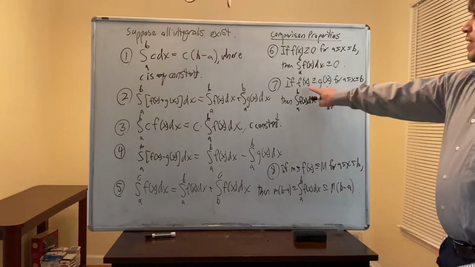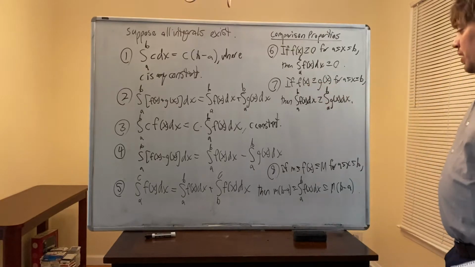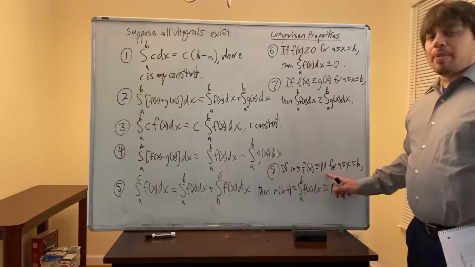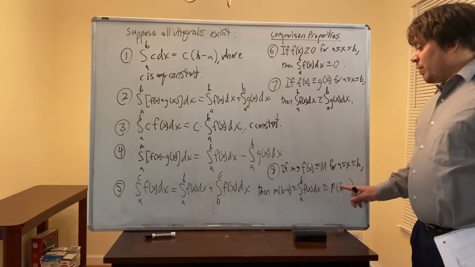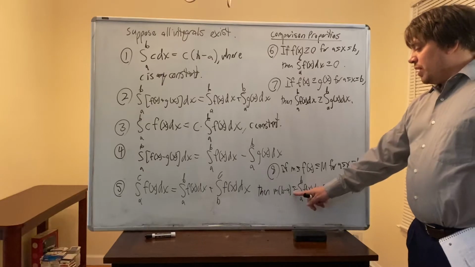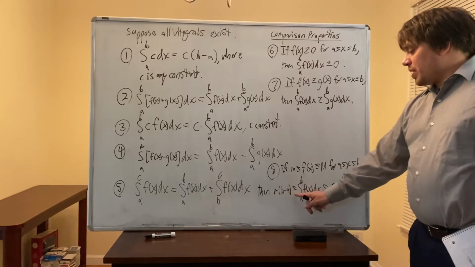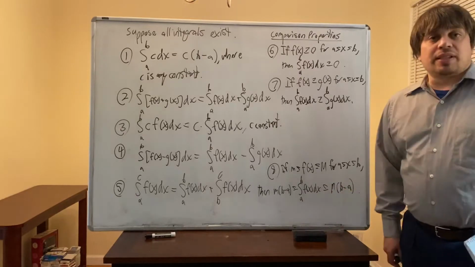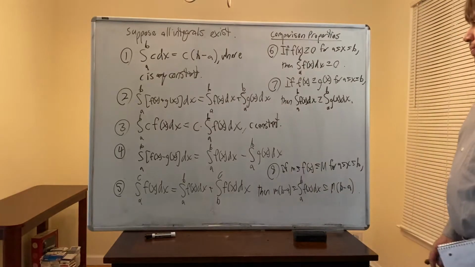Okay, so in 7, f of x is greater than g of x, right? In 8, f of x is sandwiched between little m and capital M on this interval. And what that means, if you integrate over that interval of f, then it's going to be little m times b minus a is less than or equal to that number, and this number is less than or equal to capital M times b minus a. All right?